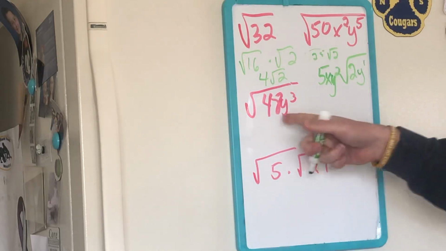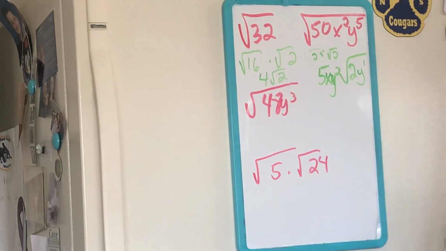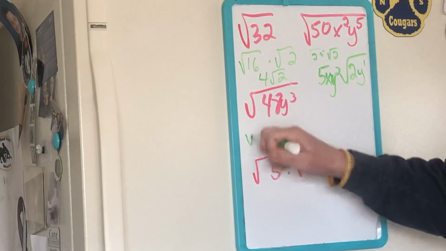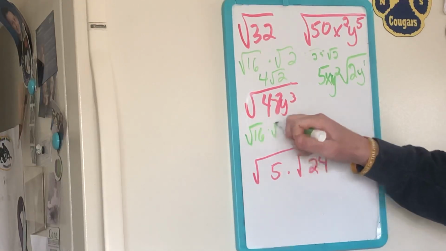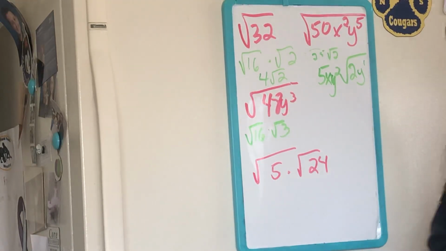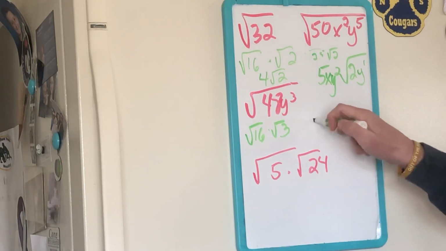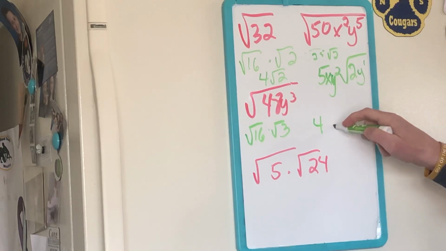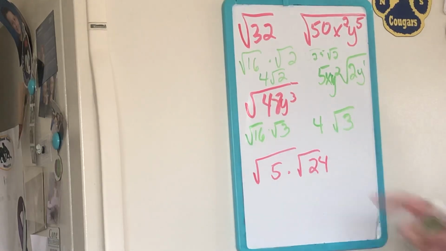Okay? Look at this one, 48. You cannot take the square root of 48, but you can do 16 times 3. The reason why I didn't choose 4 is because 4 is not bigger than 16. You take the biggest number. So right there, square root of 16 is 4. So I have 4 radical 3.